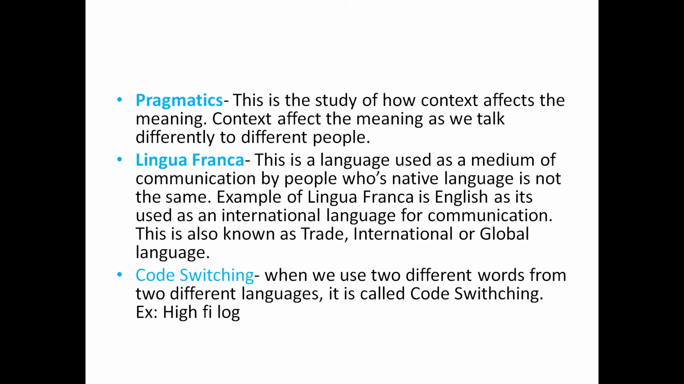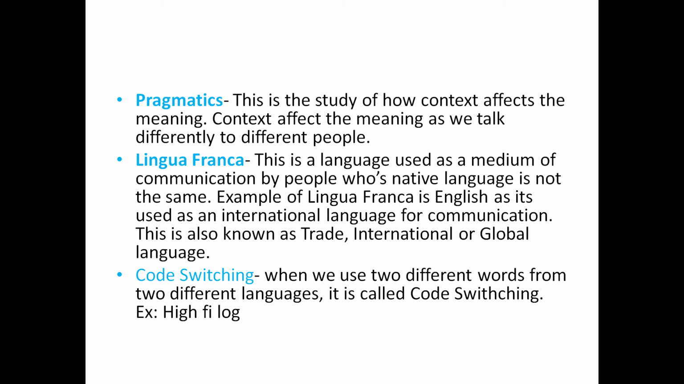Then lingua franca. This is a language used as a medium of communication by people whose native language is not the same. The best example of lingua franca is English, as it's used as an international language for communication. This English is also known as a trade, international or global language. Lingua franca is nothing but a language which we are using internationally for business purposes.